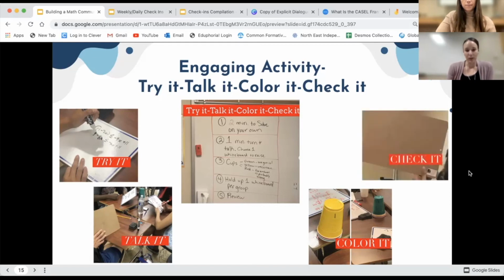The last part was Check It. This really took the ownership off of the teacher. It allowed the teacher to see what the students got, and then the students were able to share their explanation with the class. So that's the last stage of Try It, Talk It, Color It, Check It.